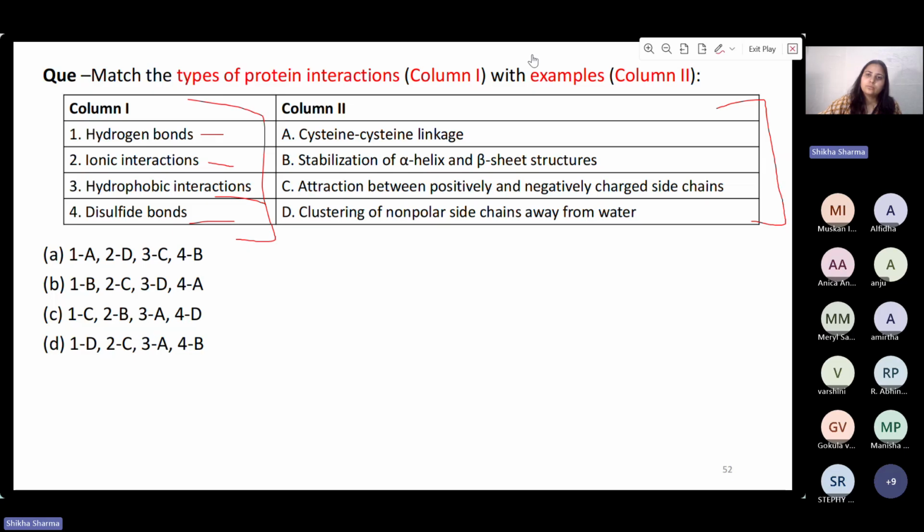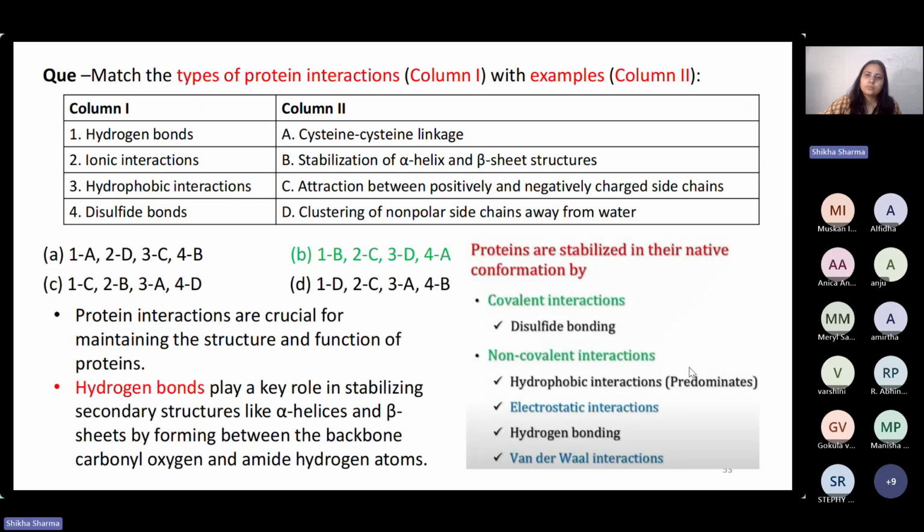Anyone who would like to answer this question? B, everyone is on B. So you guys are correct.